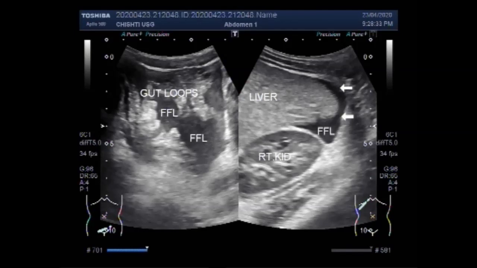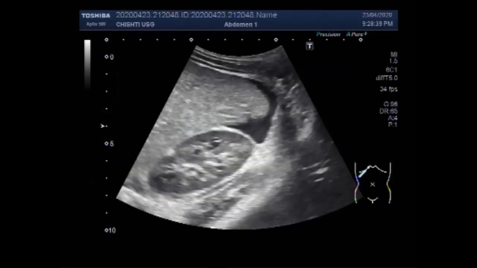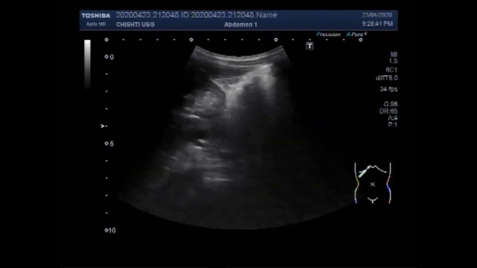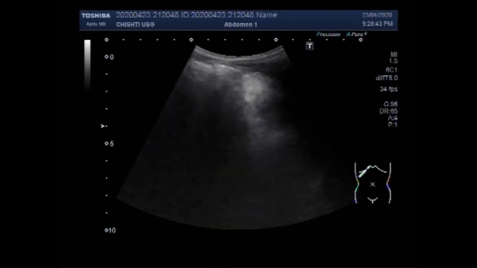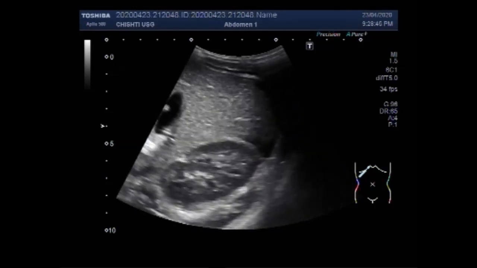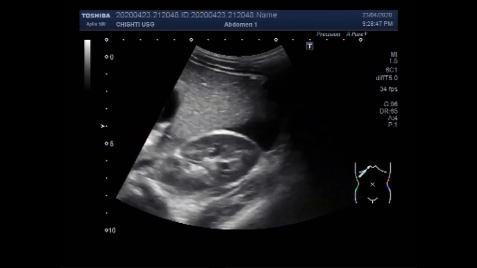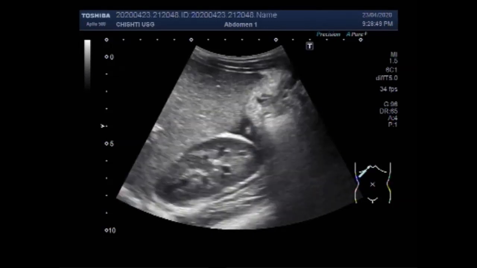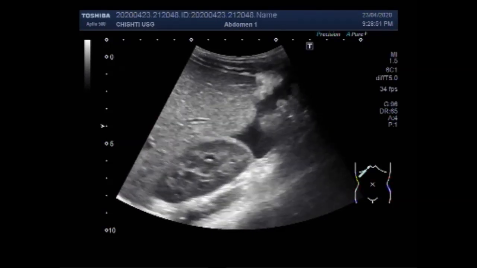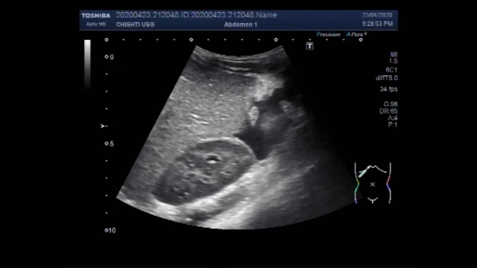This ultrasound video shows hemoperitoneum, also called hematoperitoneum. Hemoperitoneum is the presence of blood in the peritoneal cavity. The blood accumulates in the space between the inner lining of the abdominal wall and the internal abdominal organs.